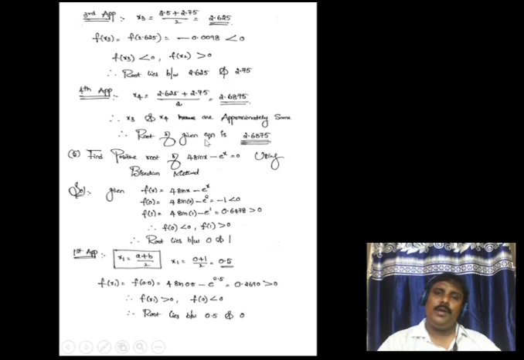So therefore, the root for the given equation is 2.687. So I have stopped this problem. Why? Because x3 and x4 are approximately same. I have stopped the problem. So therefore, the root for the given equation is 2.687. So this is the answer. This fourth problem is very important. The university has given this problem many times. So the fourth problem is very important.